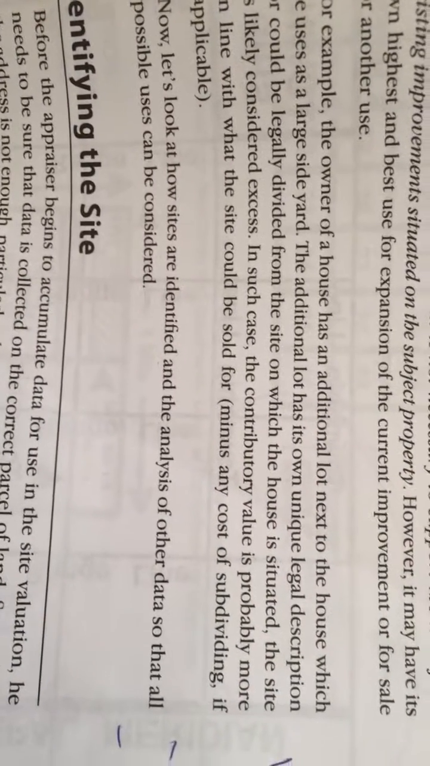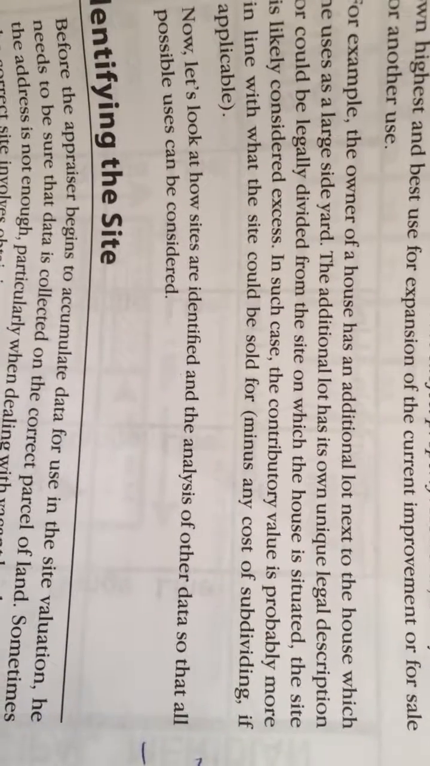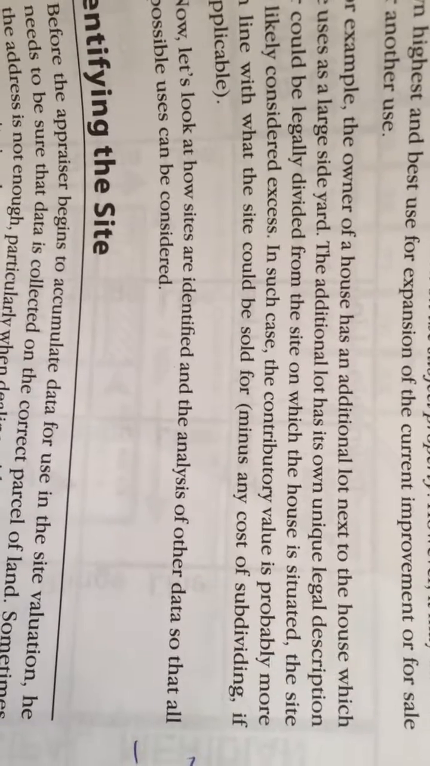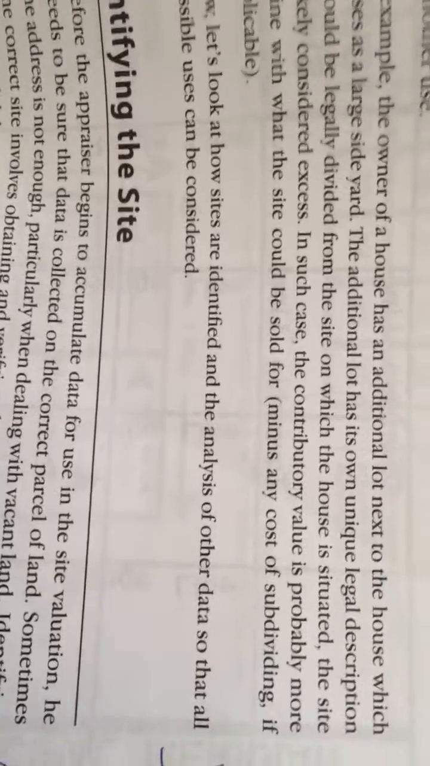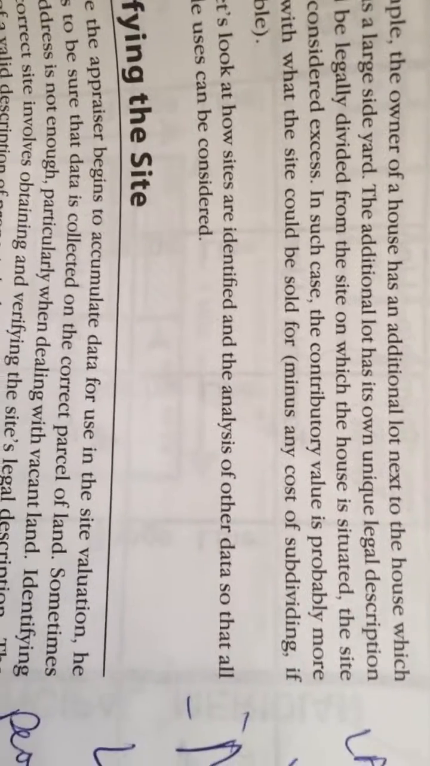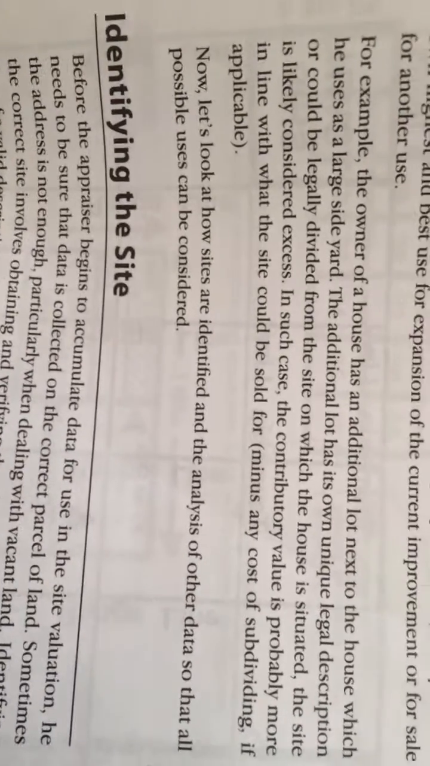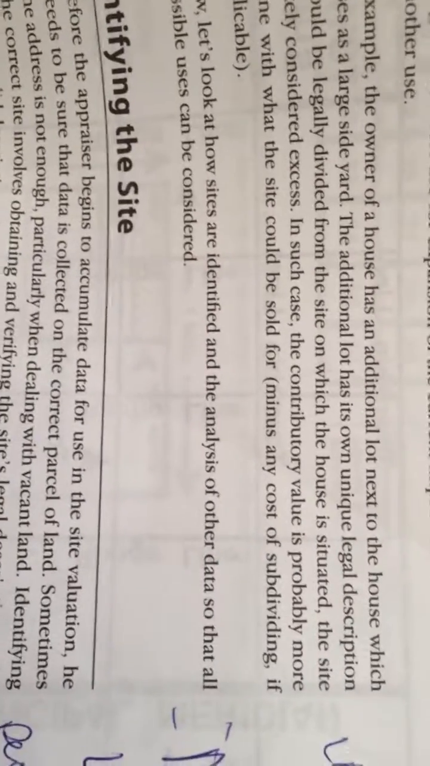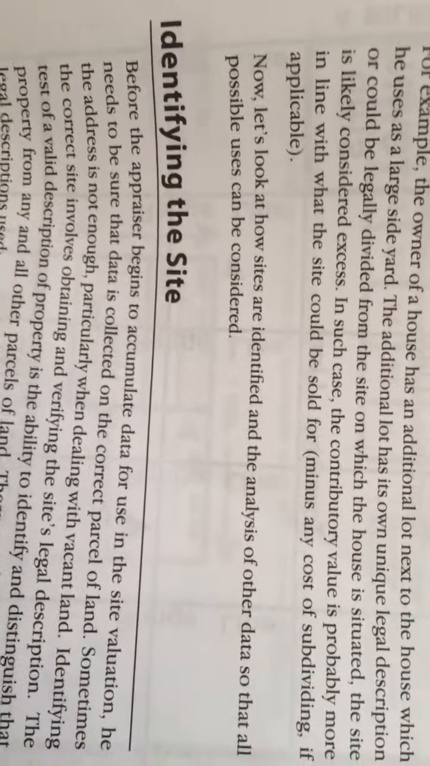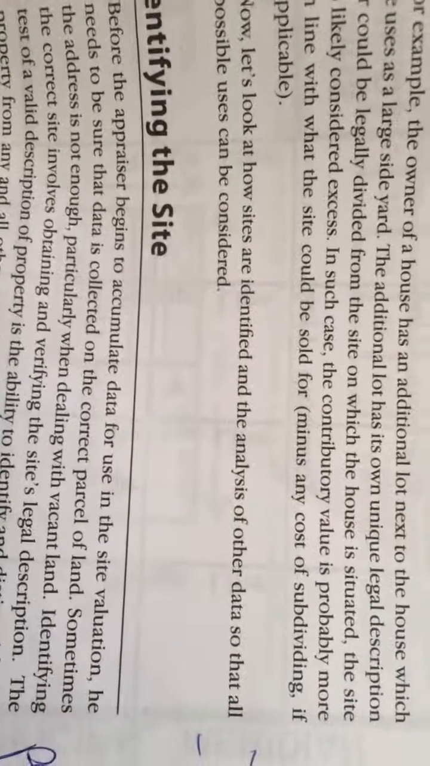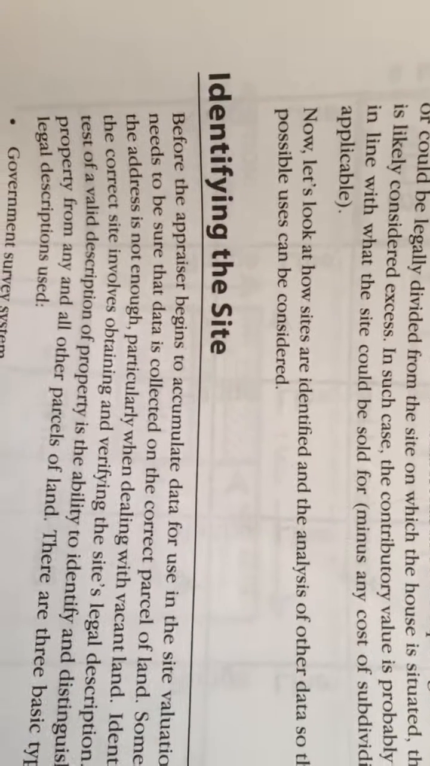The additional lot has its own unique legal description or could be legally divided from the site on which the house is situated. The site is likely considered excess. In such case, the contributory value is probably more in line with what the site could be sold for, minus any costs of subdividing it, if applicable. Now let's look at how sites are identified and the analysis of other data so that all possible uses can be considered.